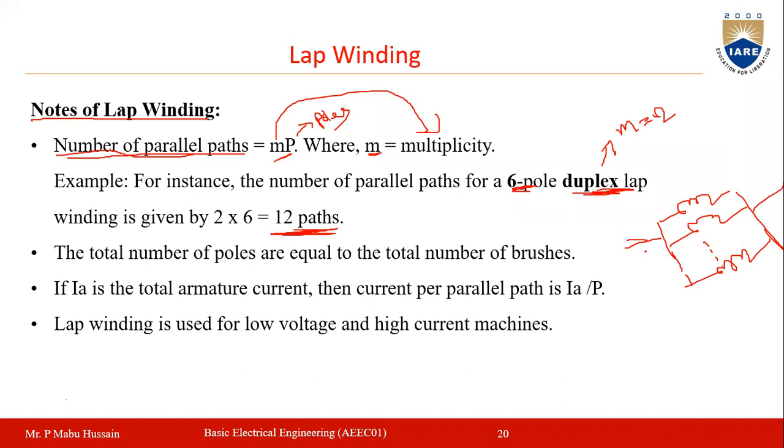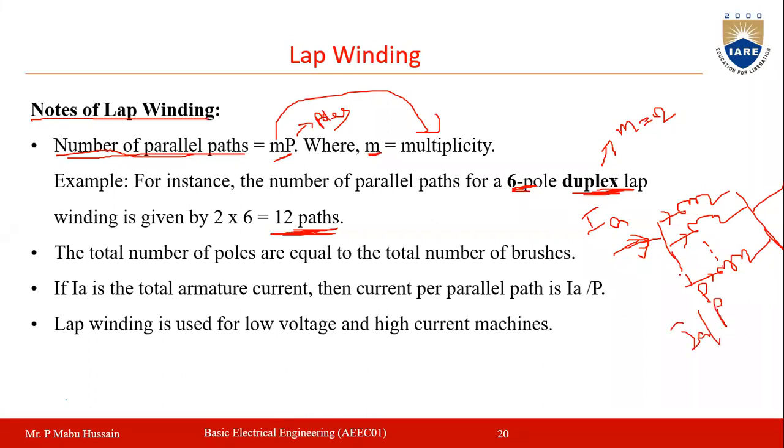Okay, so now the current from the armature, the total current, is Ia. This total armature current will be divided across these paths. So if you have p number of paths, the current in each path will be Ia by p.